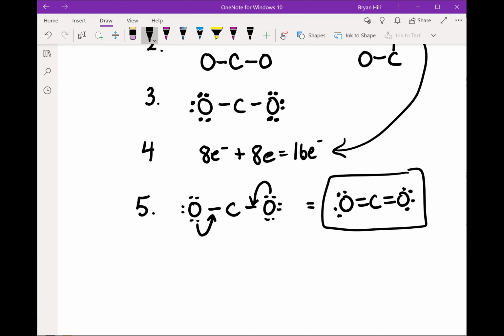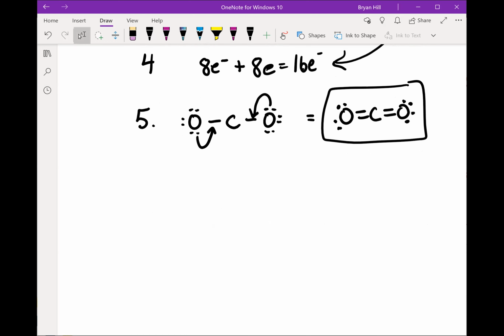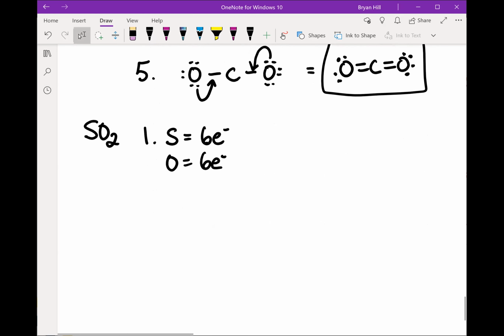Okay, let's do another example, which is kind of similar to this, and this would be sulfur dioxide. So how is this going to be slightly different? The first step is we're going to total up the electrons. Sulfur has got 6 electrons, and we've got oxygen, which equals 6 electrons, but there are 2 of them, times 2. That's 12. So our total is going to be 18.